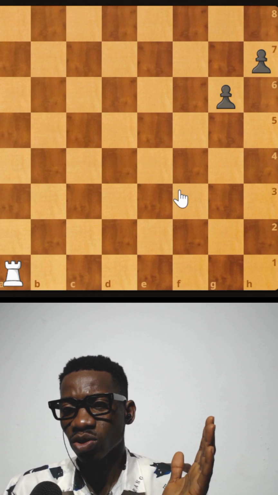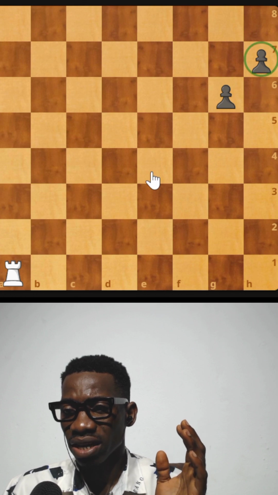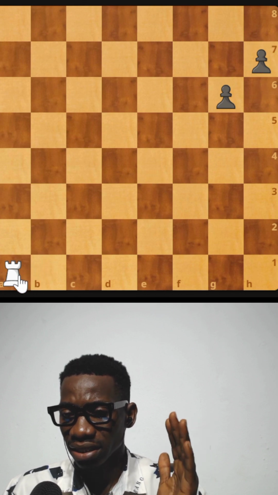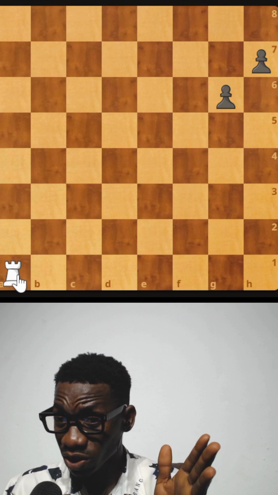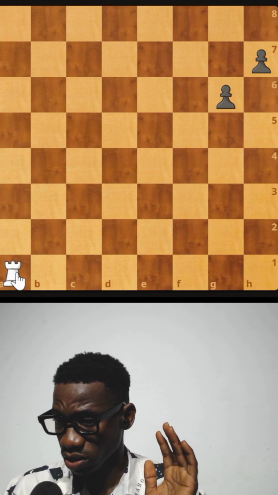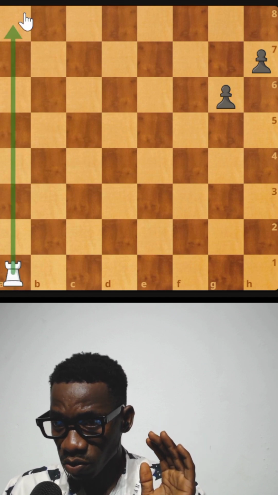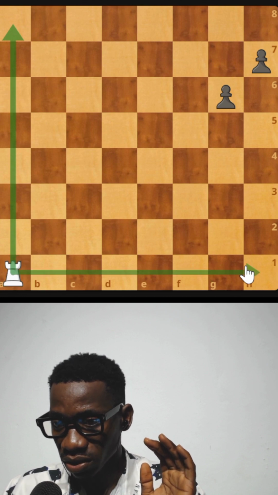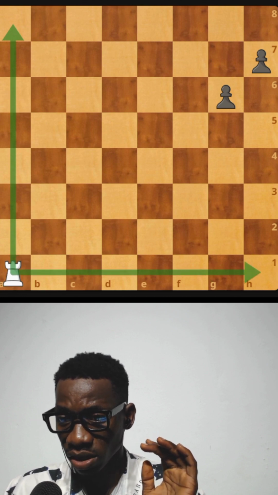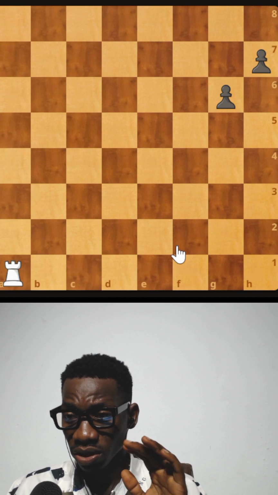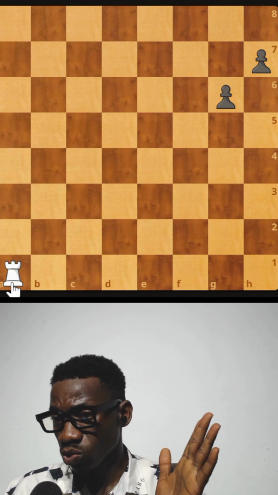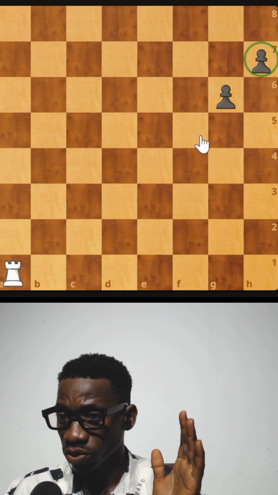Alright, let's continue. Now, how do you capture this pawn over here? You're being asked to capture this pawn in two moves. The first thing that will come into your mind is the movement of the rook. The rook captures according to its legal movement, okay? I told you guys it moves forward and sideways, towards any direction, as long as it's a forward movement and a sideways movement. So you have two ways to capture this pawn in two moves.